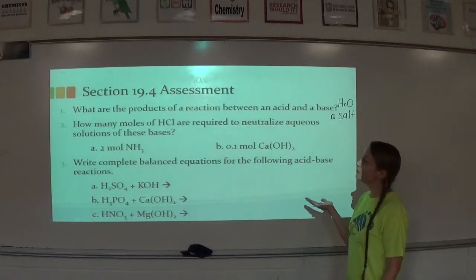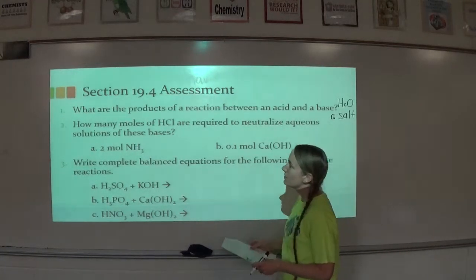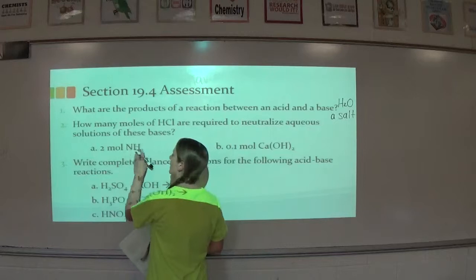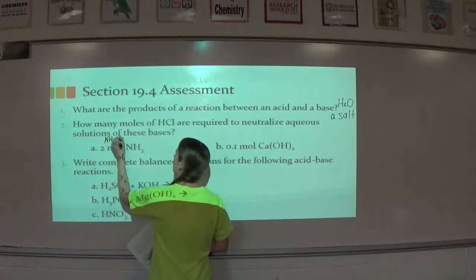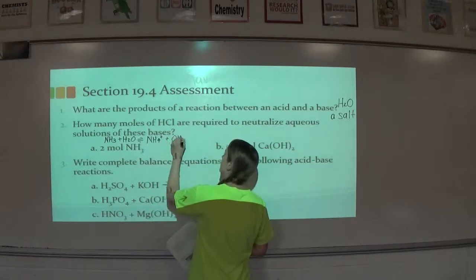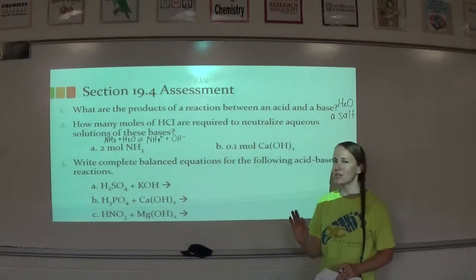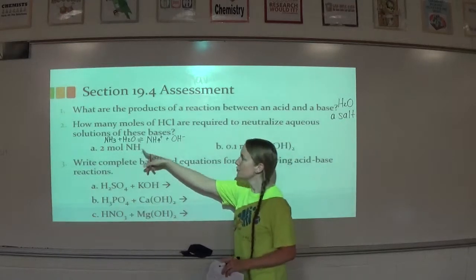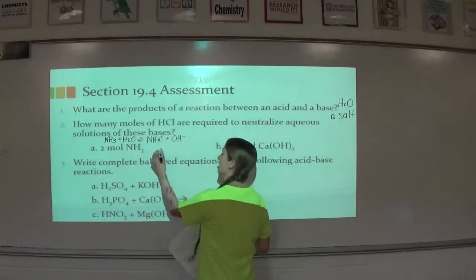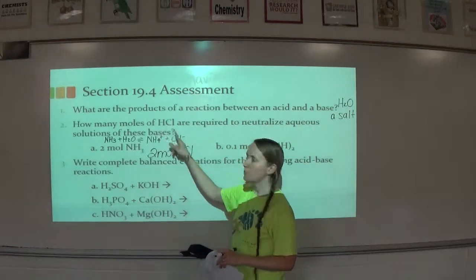So then it says, how many moles of HCl are required to neutralize aqueous solutions of these bases? Here we have 2 moles of NH3 and we have HCl. If you remember, when NH3 is combined with water, you get NH4 plus and OH minus. So that means 1 NH3 is going to make 1 OH minus, even though it doesn't have OH minus in the formula. 1 NH3 makes 1 OH minus, and HCl has 1 H. So clearly that means we need the same amount of moles of HCl, because it's a 1-to-1 ratio.